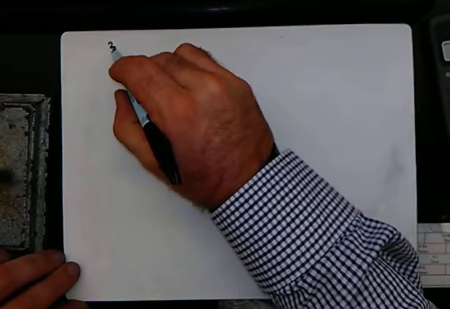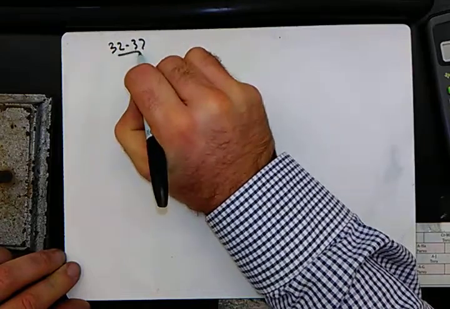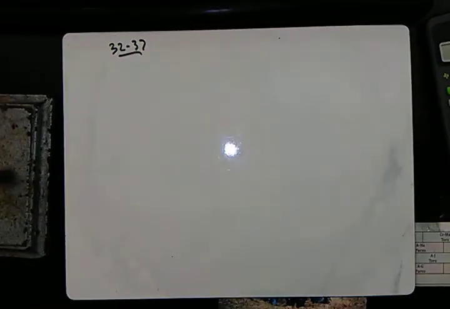Hi guys, we're taking a peek at, in the dynamic section, problems 32 to 37. And these problems we're dealing with, it looks like just drawing free body diagrams. So we're going to take a peek at a couple of these.